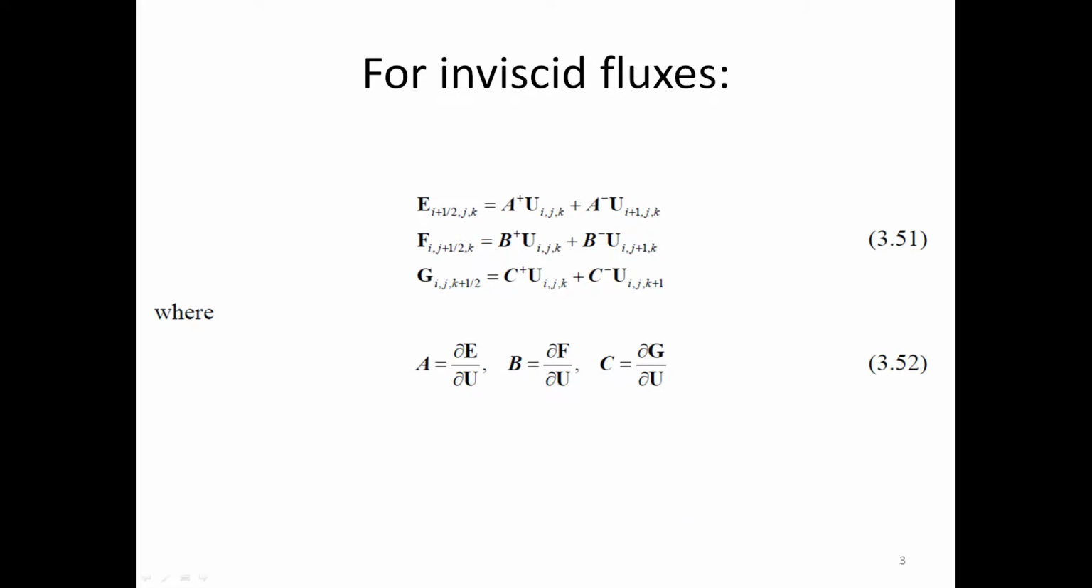For inviscid fluxes, we use the formulas from the previous part, for E, F, G on the surfaces i plus 1/2, j plus 1/2, and so on. For viscous parts, we use formulas similar to the formulas which we used in explicit MacCormack's method.